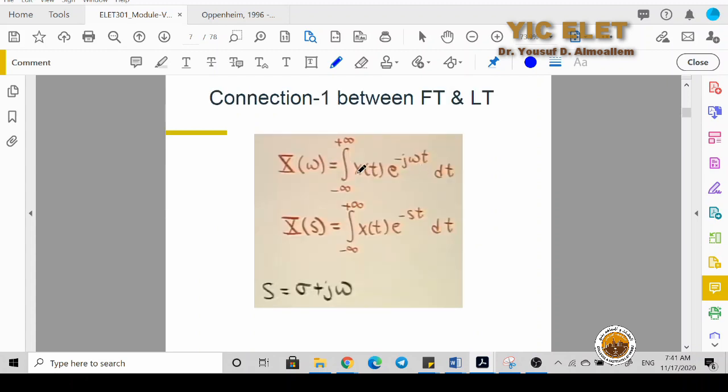And here we are comparing the two domains, Fourier transform and S transform. As you can see, we just switched from omega to S, and here we changed from j omega to S, and as we know, S is again j omega plus this real part.